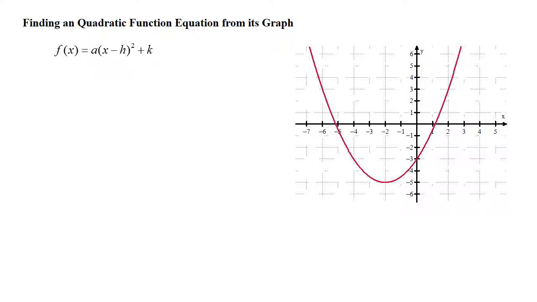If you understand how vertex form works in the equation of a quadratic function, then you can create an equation for a function when you don't know it, if you have the graph and you can identify the vertex. So let's take a look at that with an example.